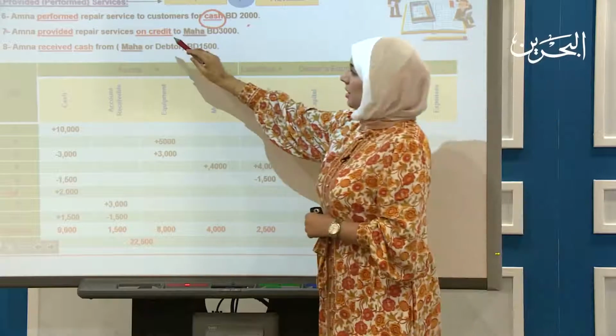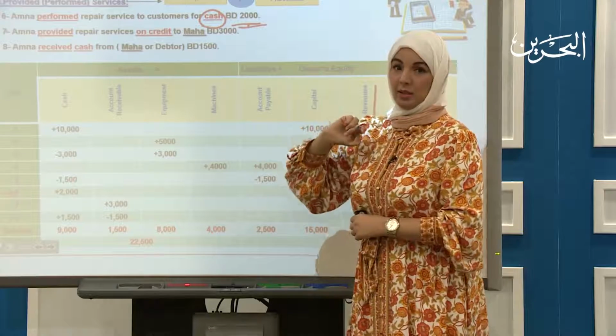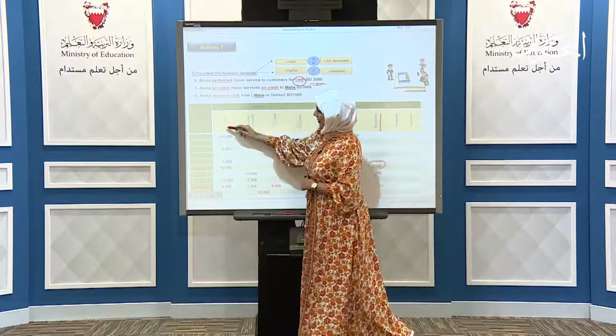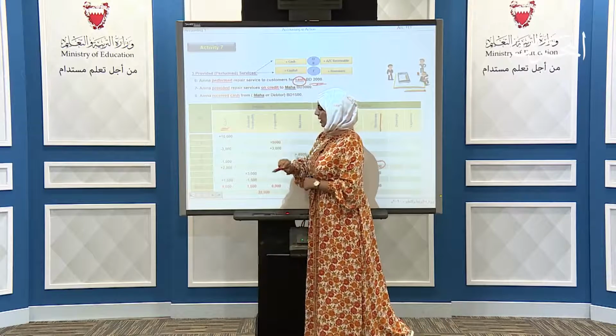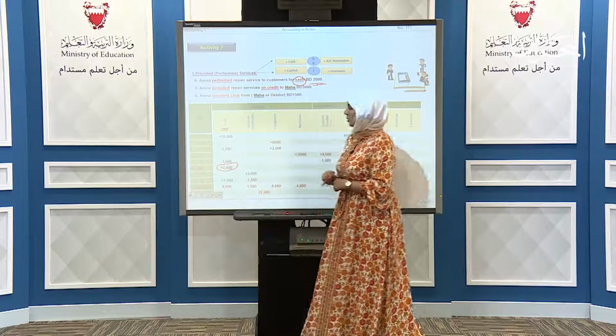Then, did I receive this amount of the transaction? Yes, I received this amount. So, if I receive it, then the cash in my company will increase. So, I will come here and increase it by 2,000.